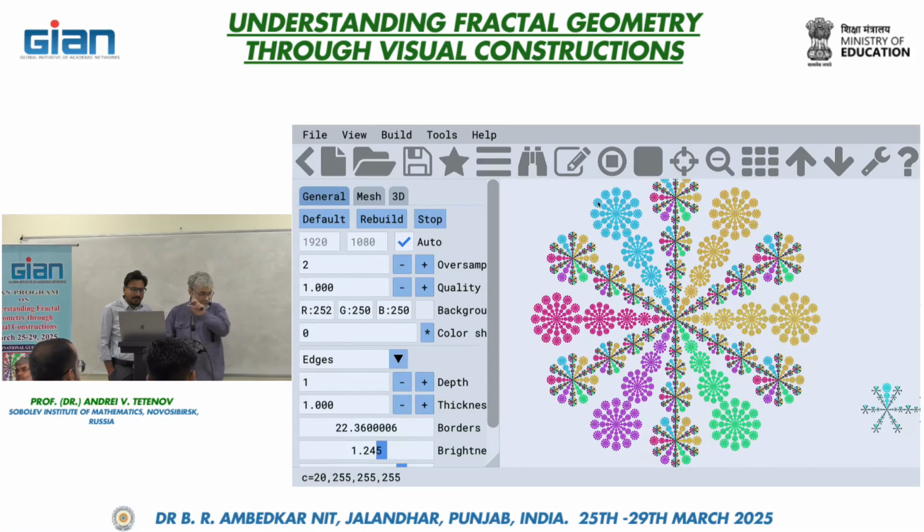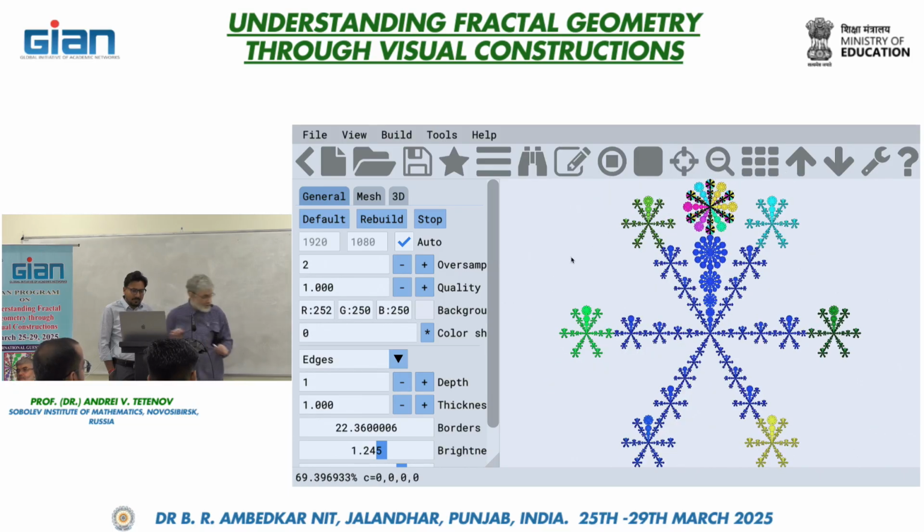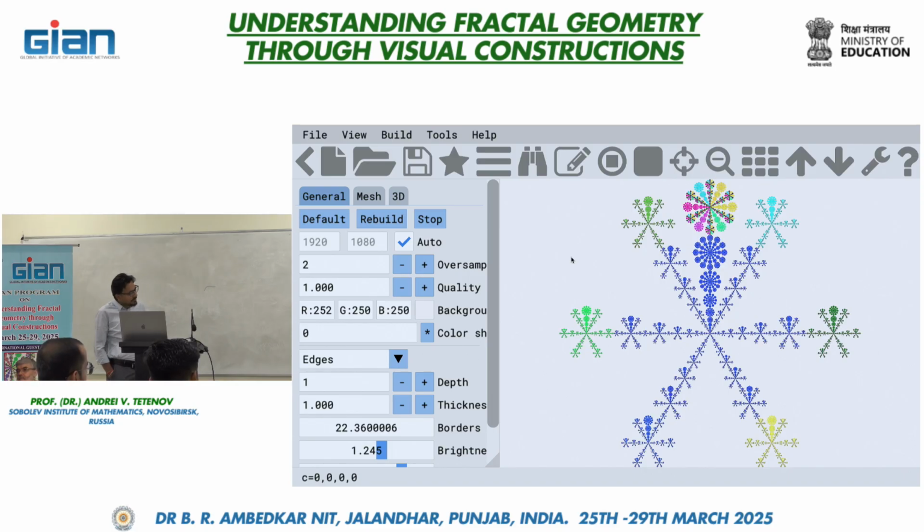Very small font. I could not recognize. This is the example which I discussed yesterday. You see? This is a dendrite. Yes? This is a dendrite.